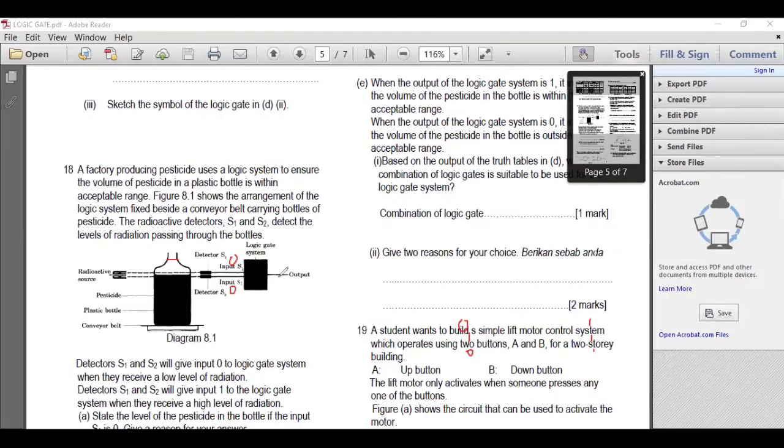So by right, it's supposed to reject. It's supposed to become 0 also. We cannot accept. Okay, now same thing, what happened if it's too low? If it is too low, this one becomes 1, this one becomes 1. Because both will detect high level radiation, your output must become 0 also. We have to reject. Only the acceptable range we can accept. Others we have to reject.